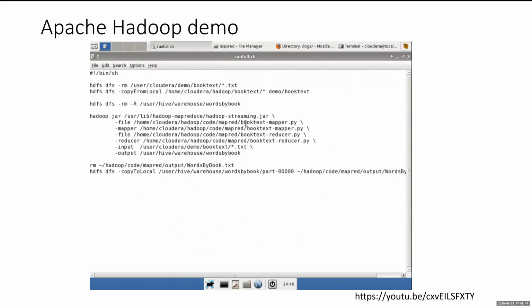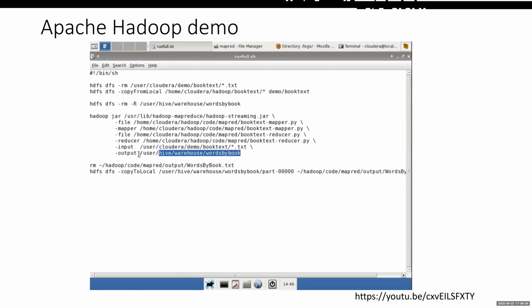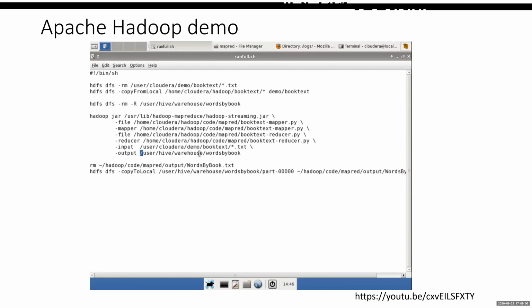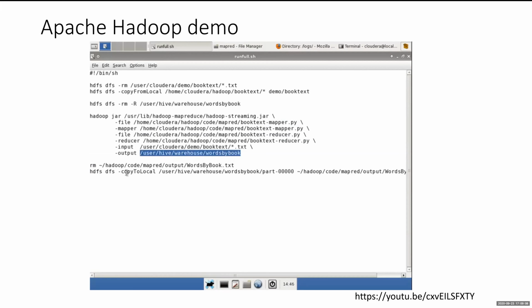Essentially, it's going to transfer the code. This is going to move the code to the data, and Hadoop's going to do that. And then when that's all done, the output is going to go into this folder called User Hive Warehouse Words by Book. We're putting it in Hive because in a subsequent demo from this one, we're actually going to turn that into a Hive table. But in this case, it doesn't matter. It just is a file that we're going to put into an output folder.